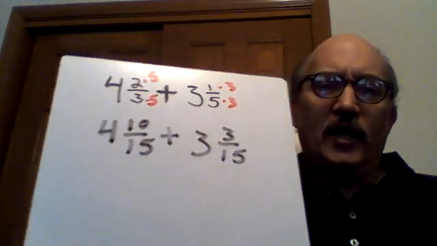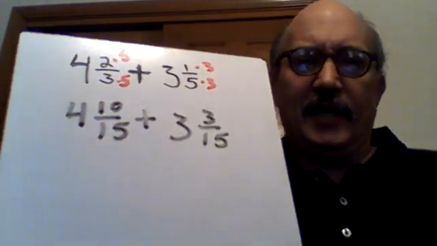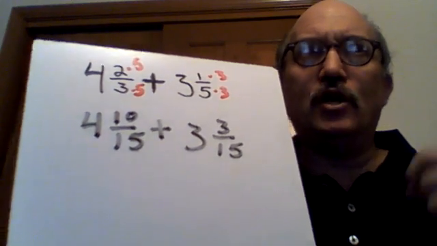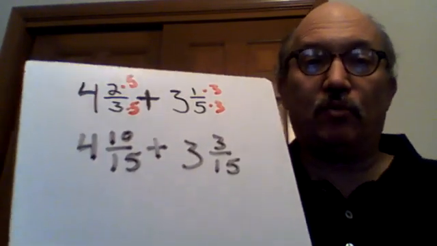So what we have now is 4 10/15. I'm having a problem with markers running out, same as in school. 4 10/15 plus 3 3/15. And I think at this point I need to get a little bit technical in terms of why we don't have to use improper fractions.